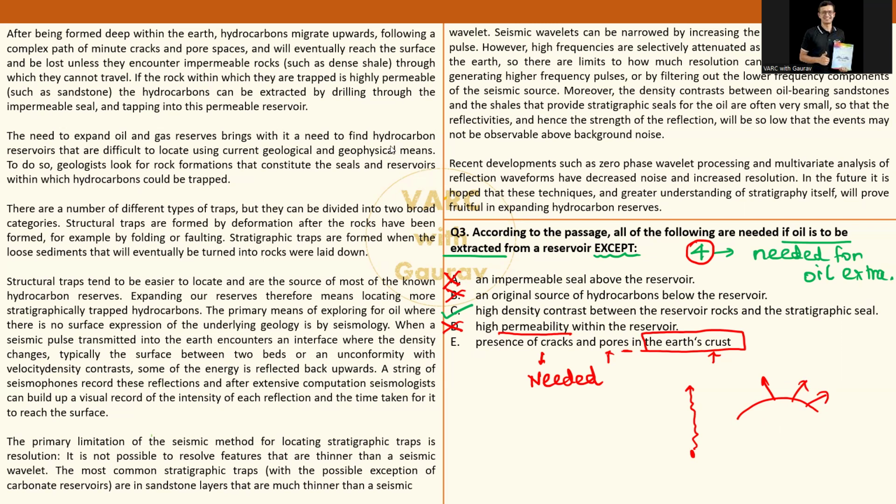If that is the case, they will be eventually reaching the surface and be lost. We cannot extract them unless they encounter impermeable rocks. So actually speaking, we don't really need presence of cracks and pores in the Earth's crust. Rather, cracks and pores jitne kam rahe utna acha. More and more crude oil will be trapped inside, right? Assuming that A, B, and D are there in place. So because of this, I am not able to give a satisfactory answer for this question. My dilemma still stays here.